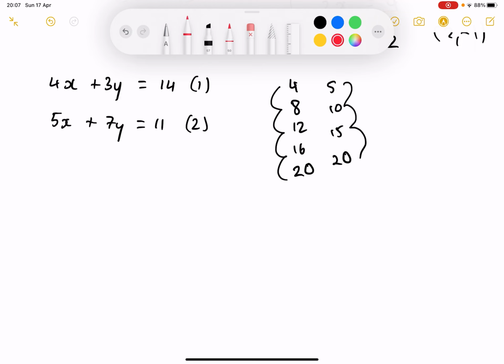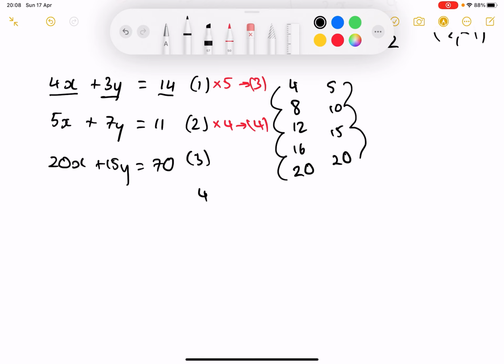Okay, to do that, let's times equation 1 by 5, and let's call it equation 3. And let's times equation 2 by 4, and let's call this equation 4. So equation 3 is we times equation 1 by 5. So we times 4x by 5, which is 20x. We times 3y by 5, which is 15y. And we times 14 by 5, which is 70.